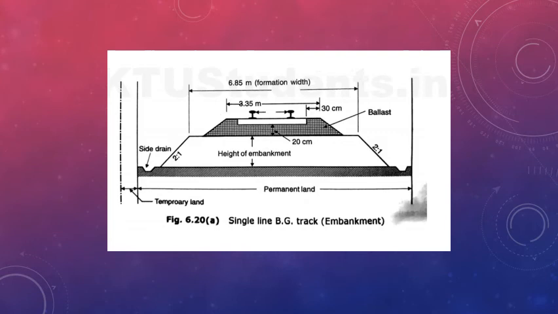This figure shows a single line BG track. BG means broad gauge track, in an embankment form. Embankment means a filling type form. So the rails are there. This is a single line, so two rails are there and sleepers are provided below the rails and the ballast level, and then below the ballast level there is an embankment made up of naturally available soil. This is known as a single line permanent way for a broad gauge. So this is a typical cross section of a single line broad gauge track in an embankment.